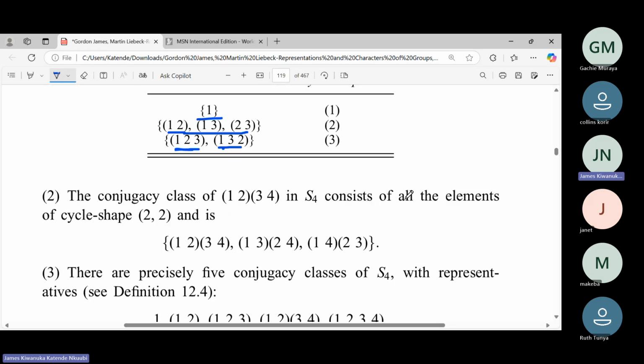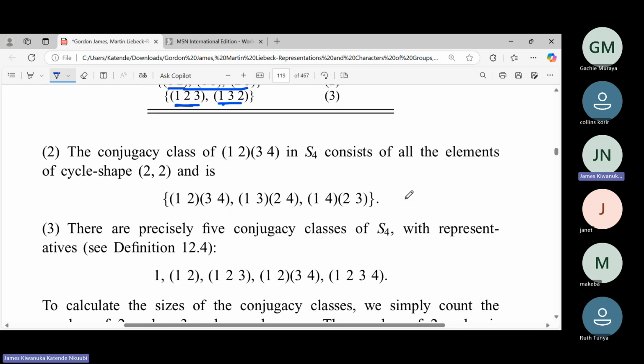So S3 was simple. Now, if you pick, let's say, this element in S4, which is a product of 2 disjoint cycles, then the shape of this is what? The shape is 2, 2. So you just find all other elements of shape 2, 2, and these are all of them. So this is the conjugacy class of this element, and it's of size 3. There's no other, this is it, you can't find any other.